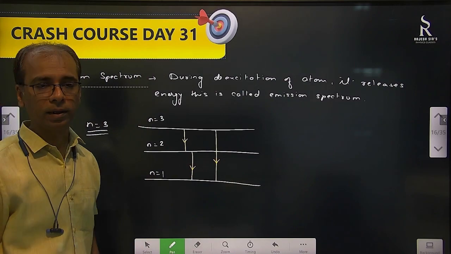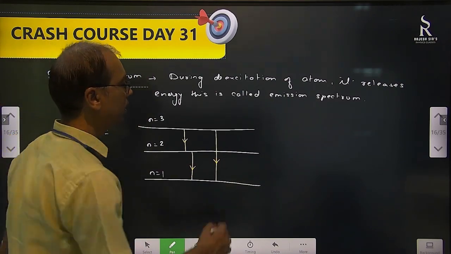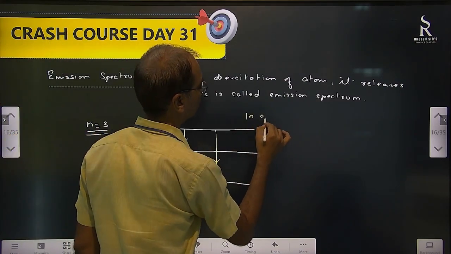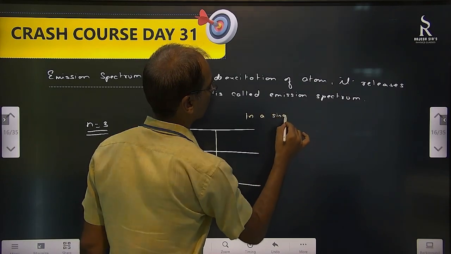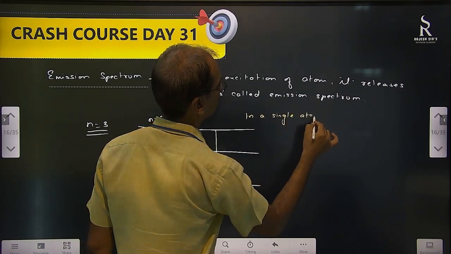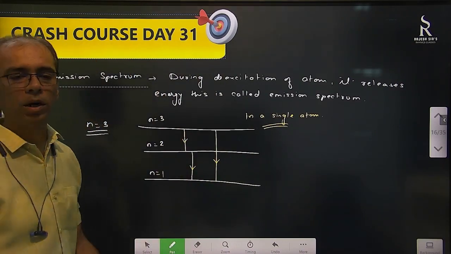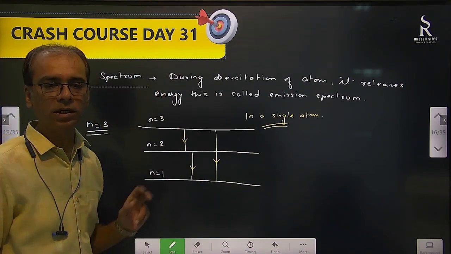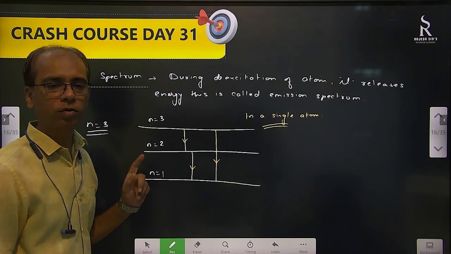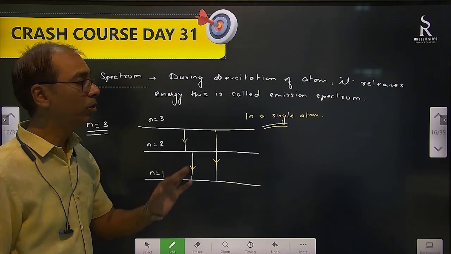It can jump directly. I am talking about a single atom. In a single atom, if it is going to de-excite from n equal to 3 to n equal to 1, what is the maximum number of photons it can release? 2. Minimum number of photons? 1.